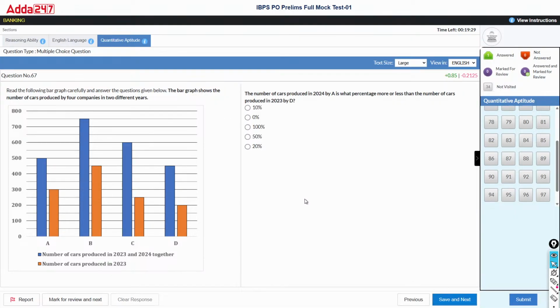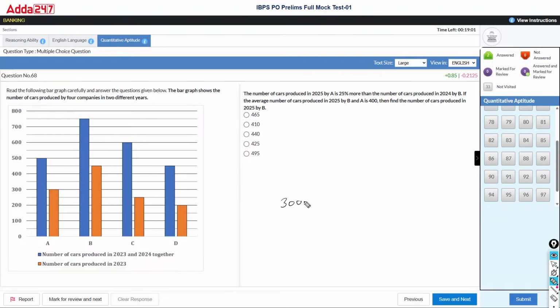The number of cars produced in 2024 by A, so 200. What percent more or less produced by D in 2023? 200. So 0% more. The number of cars produced in 2025 by A is 20% more than the number of cars produced in 2024 by B, which is 300, and 25% more. So 375, right?